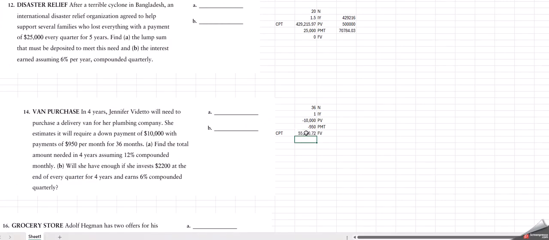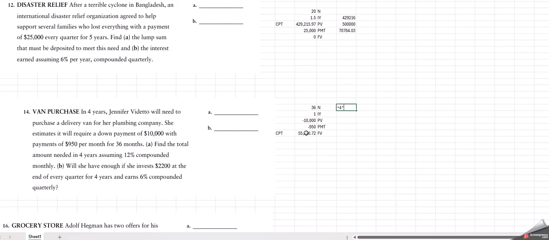So that's how much they would need, or that's how much they'll end up paying if they go this route. So now the second half: will she have enough if she invests $2,200 at the end of every quarter for 4 years and earns 6% compounded quarterly?